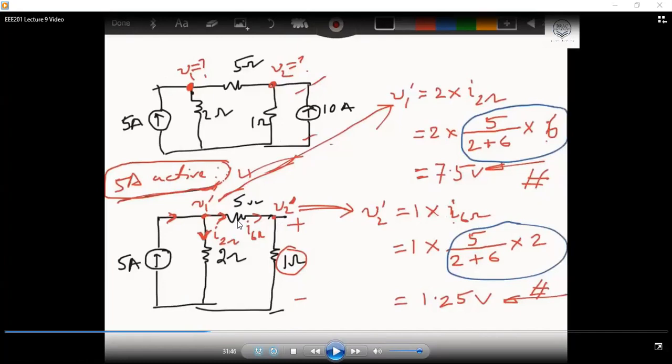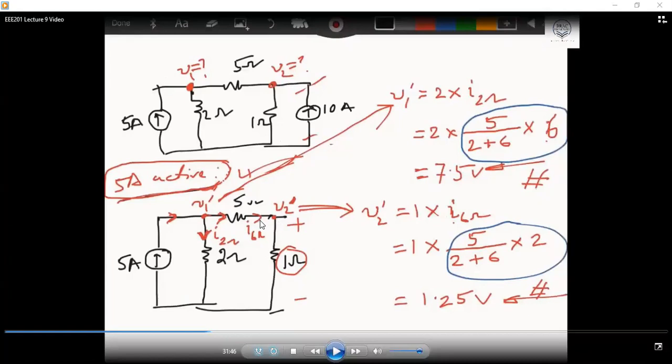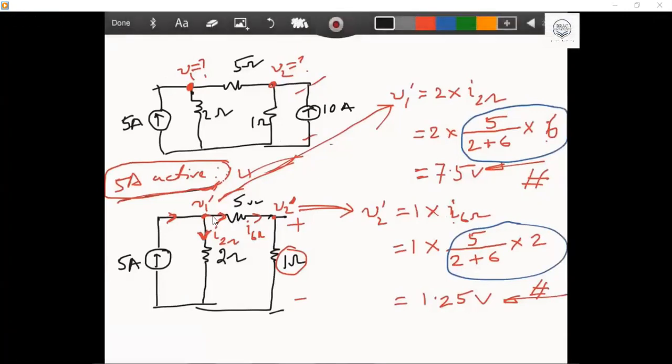So it will be V1 prime minus V2 prime by 5. That is the current I6. Yes, sir. But I'm not asking you the current. I'm asking you what is the voltage across 5 ohm resistor. Because V1 prime is the V1 voltage. Yes, sir. V1 prime minus V2 prime.